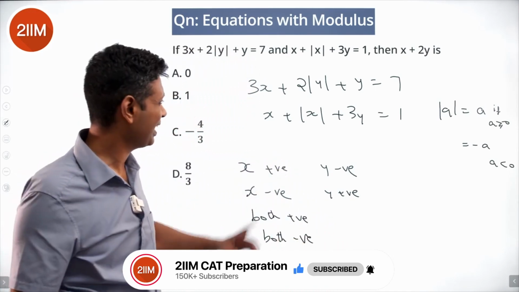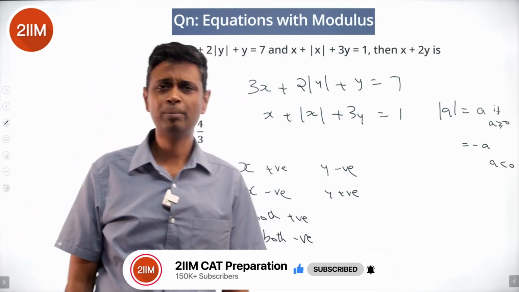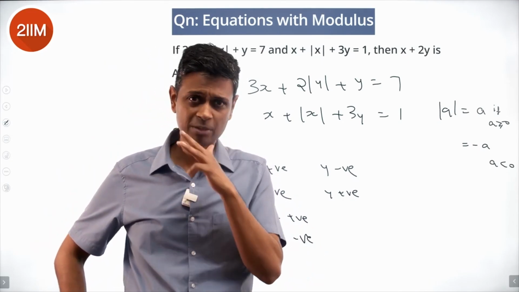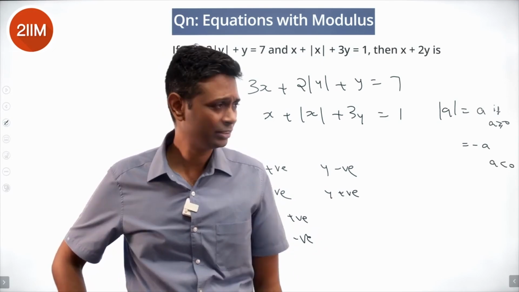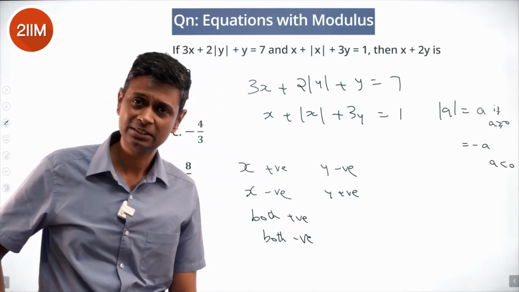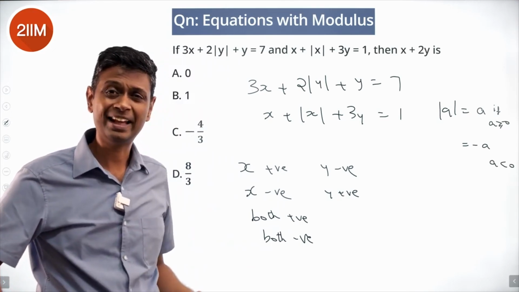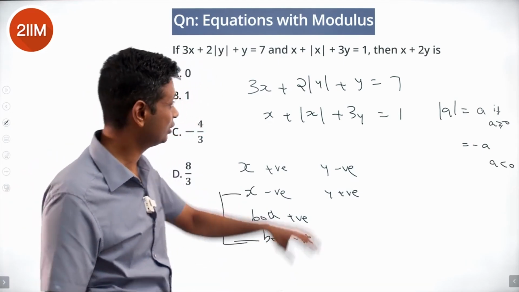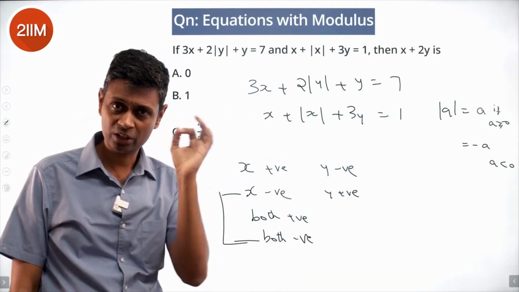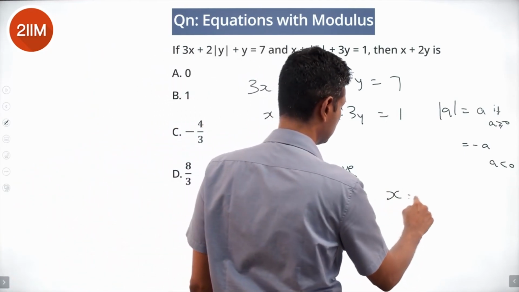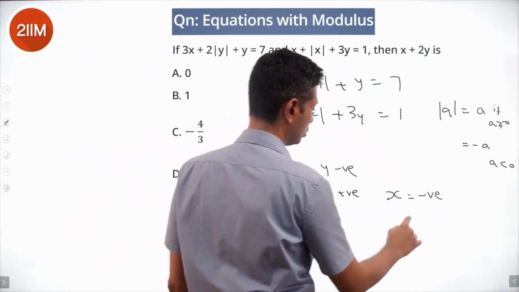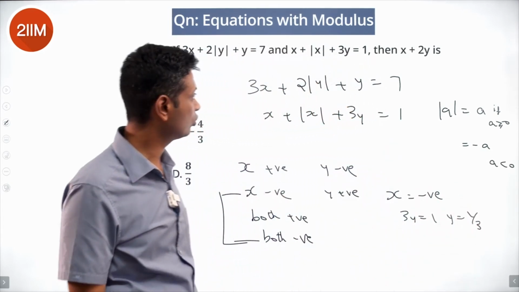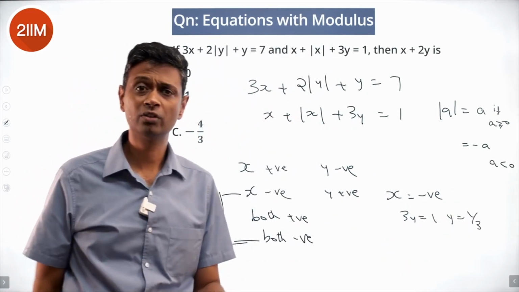One other thing that we can notice: x plus mod x. If we add x and mod x, it is going to be 0 when x is negative. And so maybe there is something there. First of all, I'll put x as negative, that is these two, because then this goes to 0, and then see where that takes me. So if x is negative, this goes to 0, 3y is 1, y is 1 by 3. If y is 1 by 3, x is negative works, we are true.